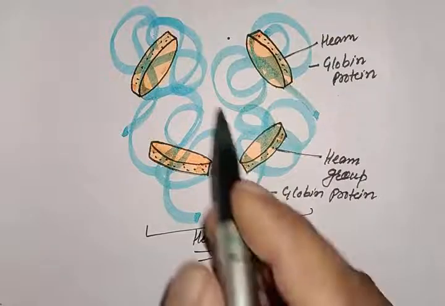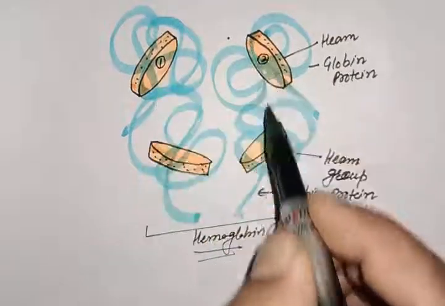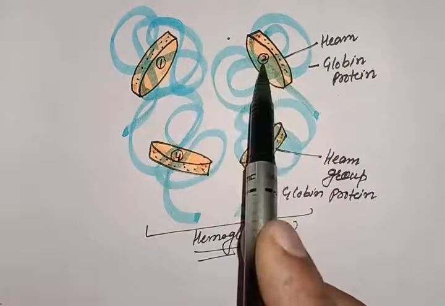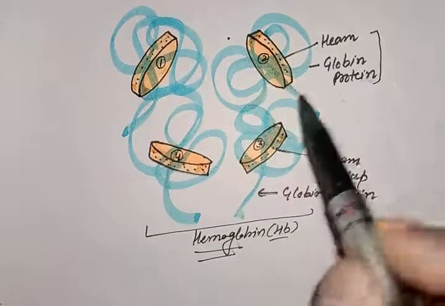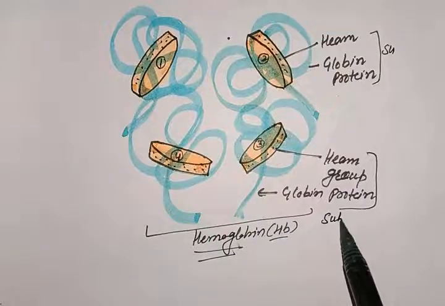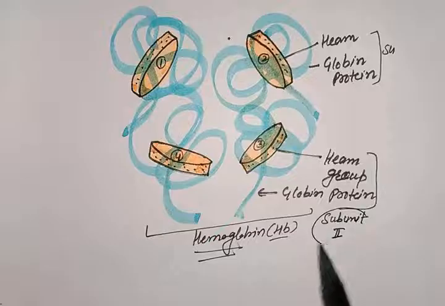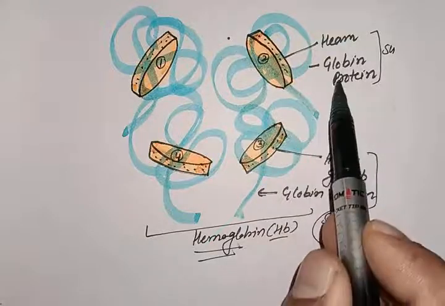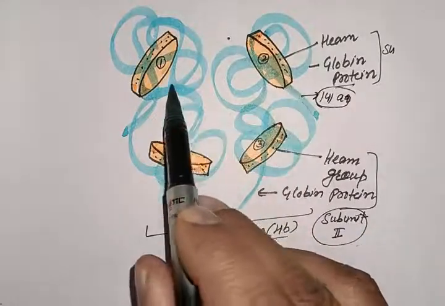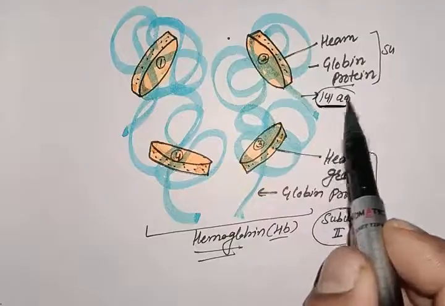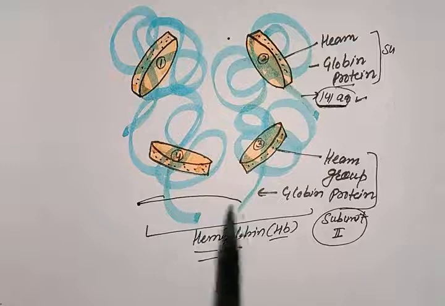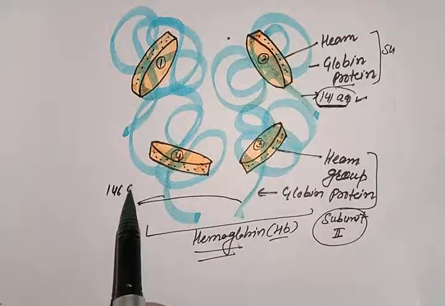So in hemoglobin there are 4 heme groups, that is first, second, third, fourth. Out of these 4 heme groups, 2 heme groups are divided into one subunit, that is subunit 1, and the rest of the 2 are divided into another subunit, that is subunit 2. In the protein chain of subunit 1, there are 141 amino acids. And the total number of amino acids in the rest of the 2 protein chains is 146 amino acids.